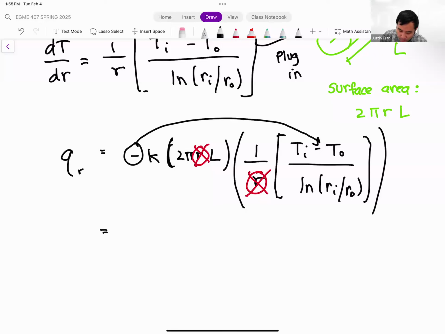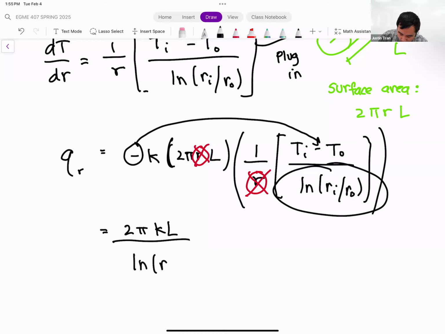And I'm going to combine these constants all together. So we have 2 pi k times L, right? That's the result of all the constants on top. I'm going to group that together with the natural logarithm. You'll see why in a second. So this is going to be divided by ln of Ri divided by Ro, multiplied by To minus Ti.